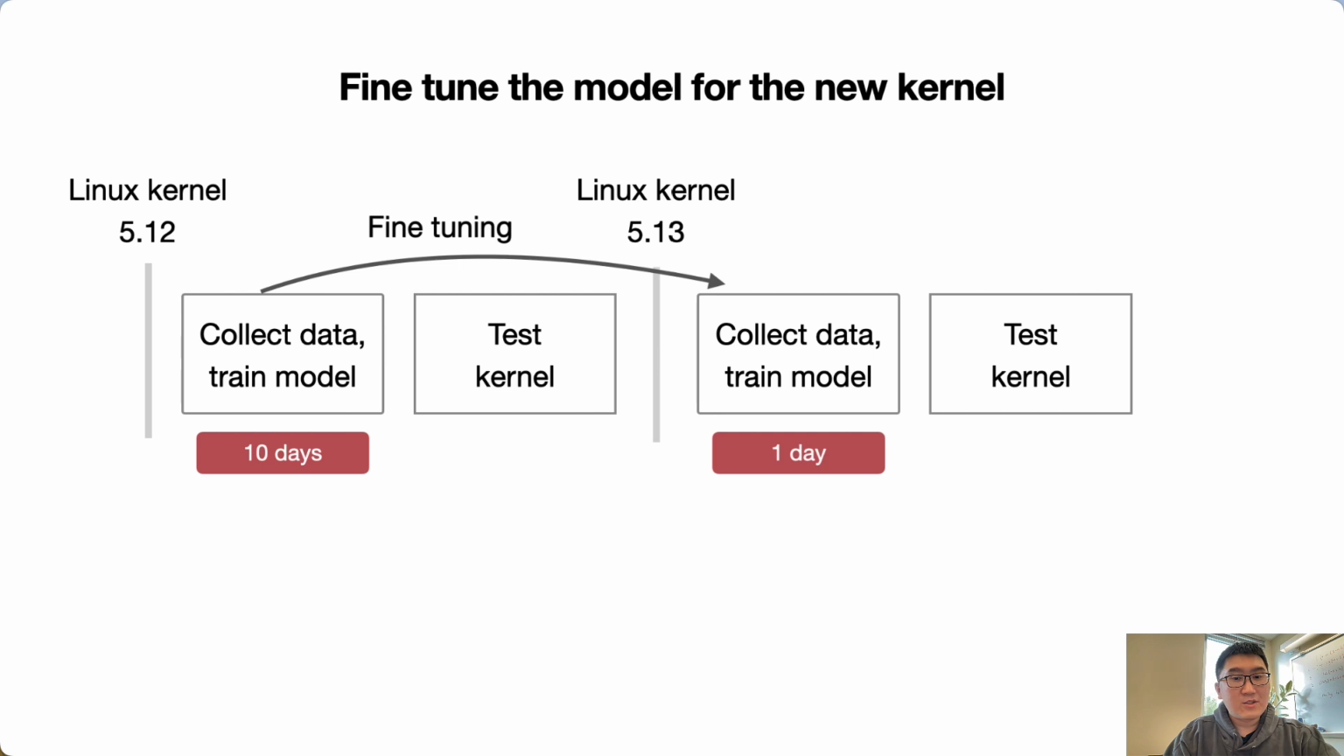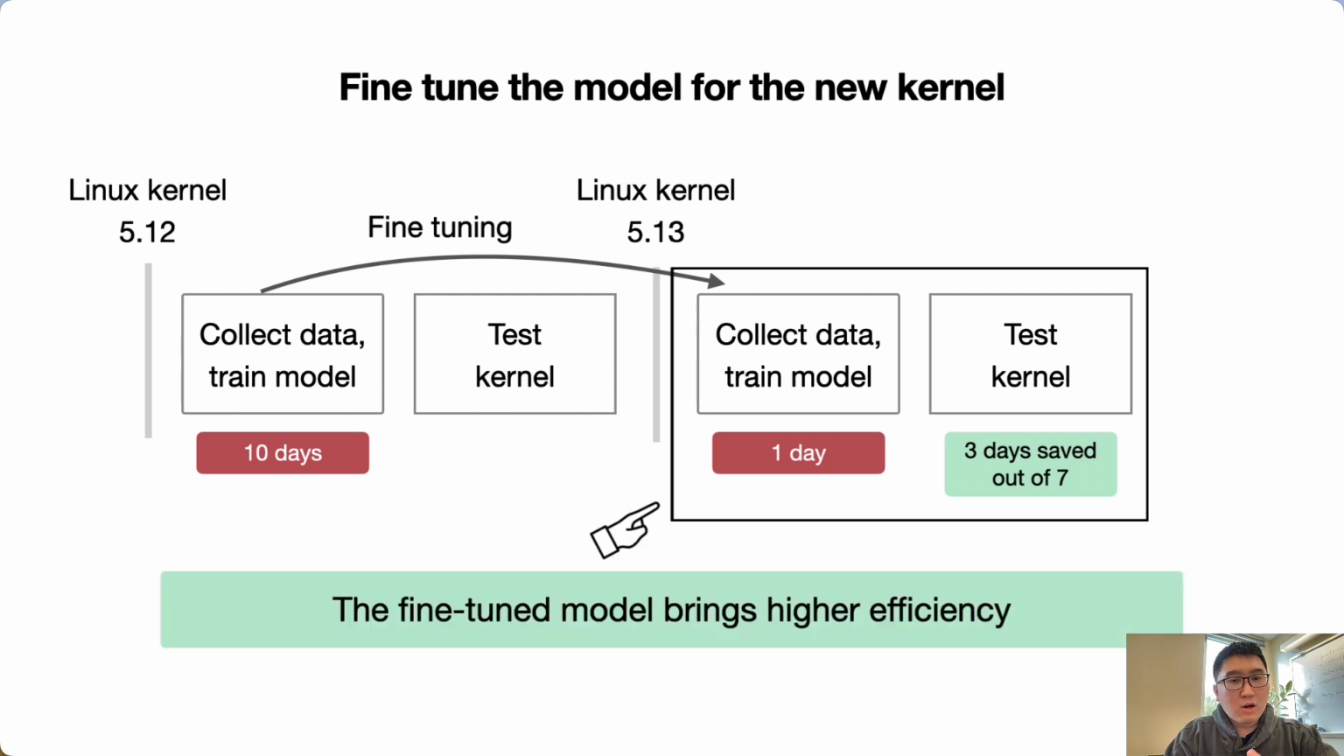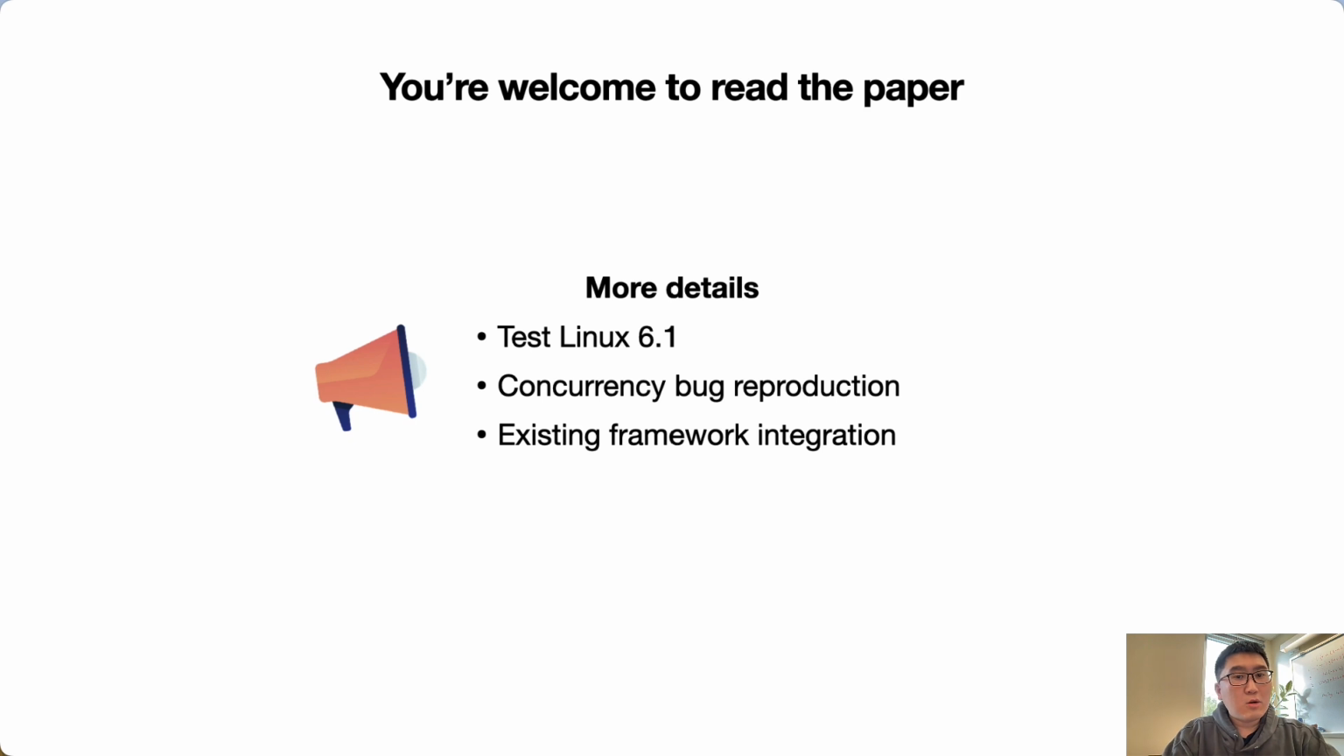Because the new dataset is small, fine-tuning only takes 1 day. And what we found is that the fine-tuned model can significantly improve the testing efficiency. Now Snowcat is 3 days faster than PCT. This exploration shows that by incrementally updating the model, Snowcat can also achieve great testing efficiency. In the paper, we provide more details about Snowcat. If you are interested, please read the paper.